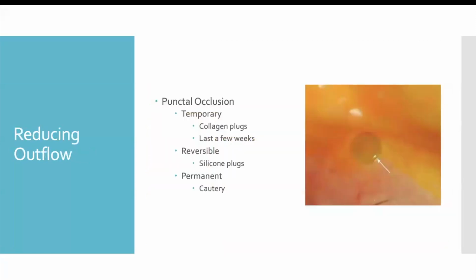You can then think about reducing the outflow, and that's primarily essentially with punctal occlusion, and that can either be temporary with things like a collagen plug. Those tend to last a few weeks, they'll fall back out, and they're a good trial period for patients to see whether or not those punctal plugs work. You can then think about things that are a bit more permanent but reversible, so silicone plugs. Problem is with squeezing of the eye and the blink, these can sometimes just fall out, and the only way to really permanently close your punctum is actually with cautery.